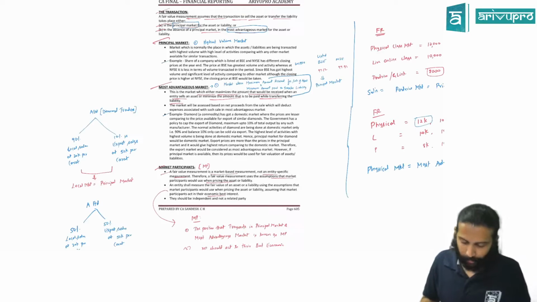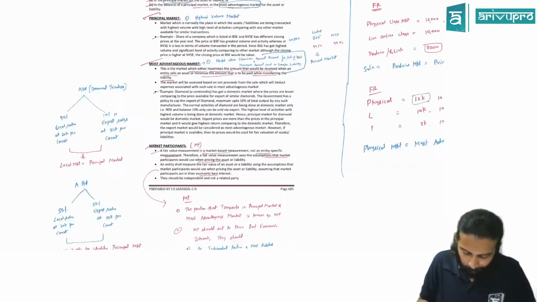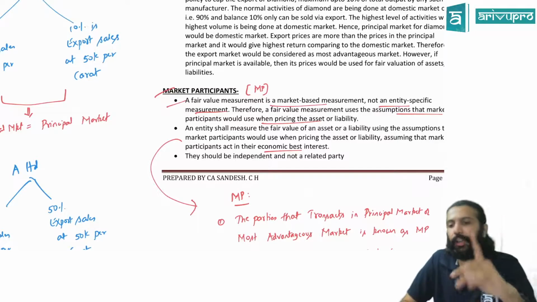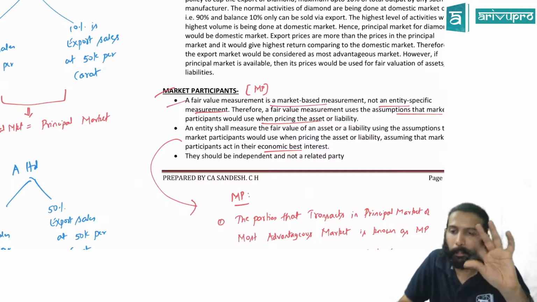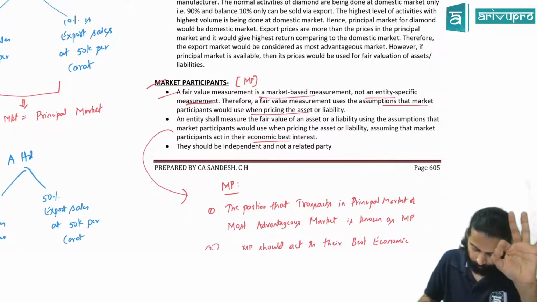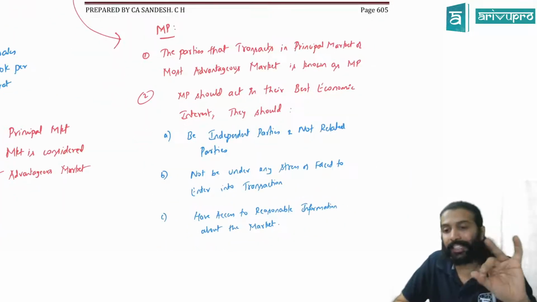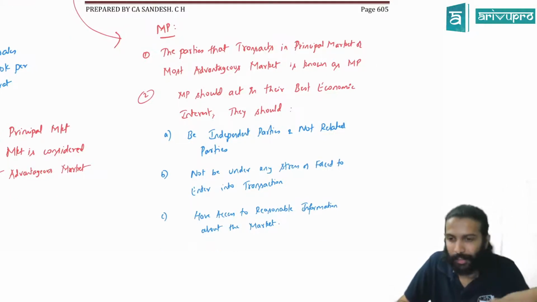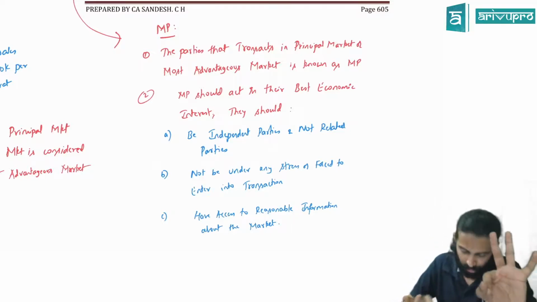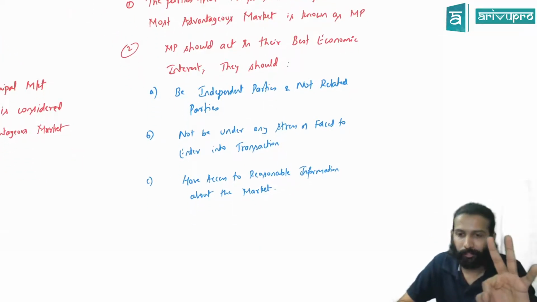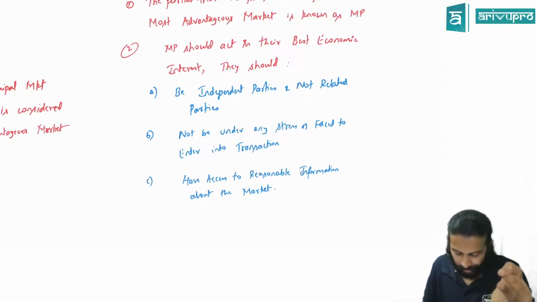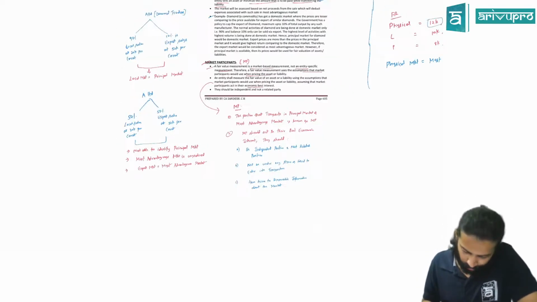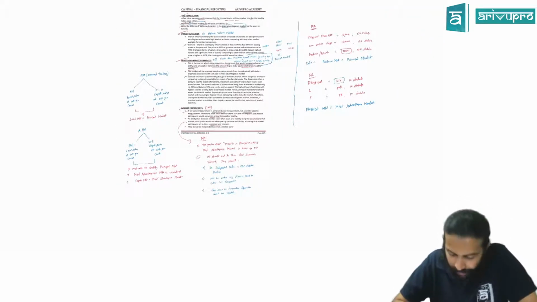Then we went to market participants. Market participants mean those who are participating in that market, meaning who are transacting in that market. Why is that necessary? Because fair value is always found from the market participant's perspective. Market participants should act in their best economic interest, provided they are independent, meaning they should not be related parties; second, there should not be any stress sale, or they should not be forced to enter into that transaction; and third, they should have reasonable access to information. With these three circumstances, you could say they are acting in their best economic interest.